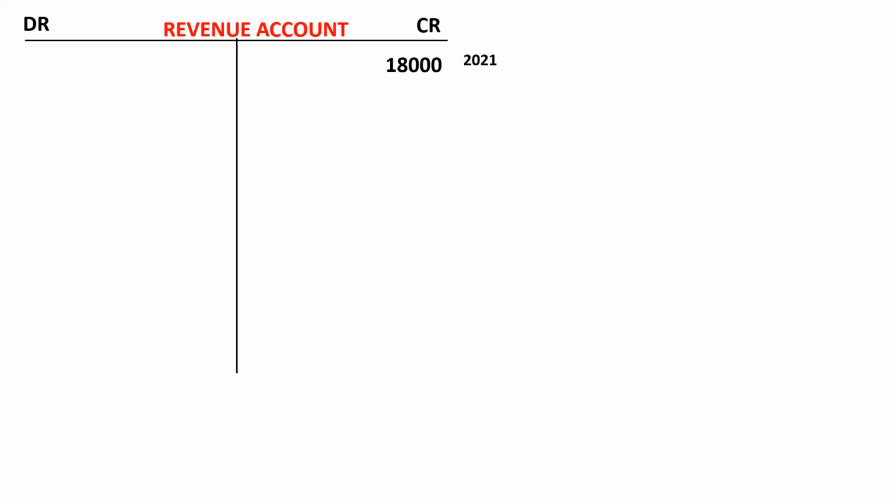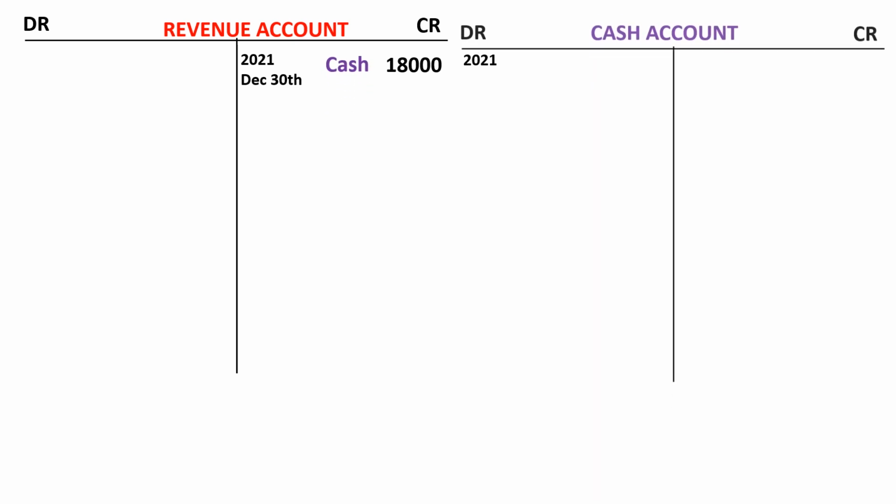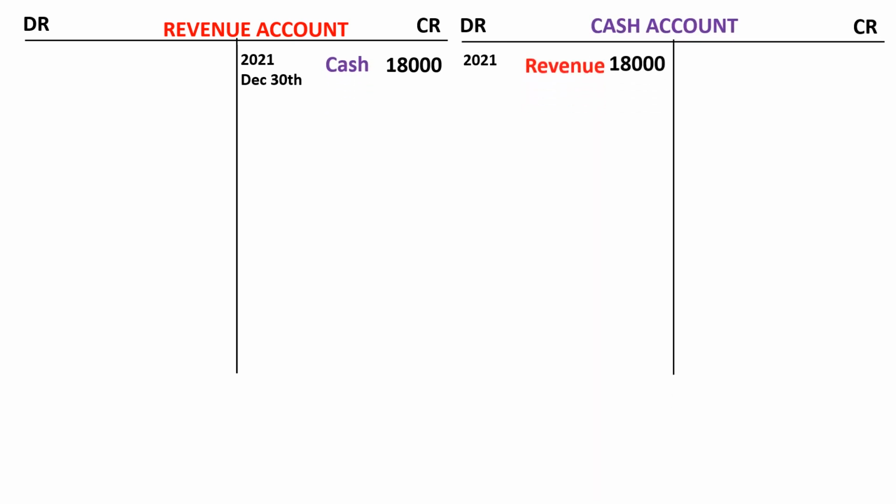And according to the accrual concept, we are supposed to recognize revenues when they are earned, whether cash has been paid or not. So in this case, if you look at the revenue account, the cash that has been paid is 18,000. However, out of the 18,000 that has been paid by this client, we have only earned revenue worth 12 months. That means the revenue earned there is 12,000.